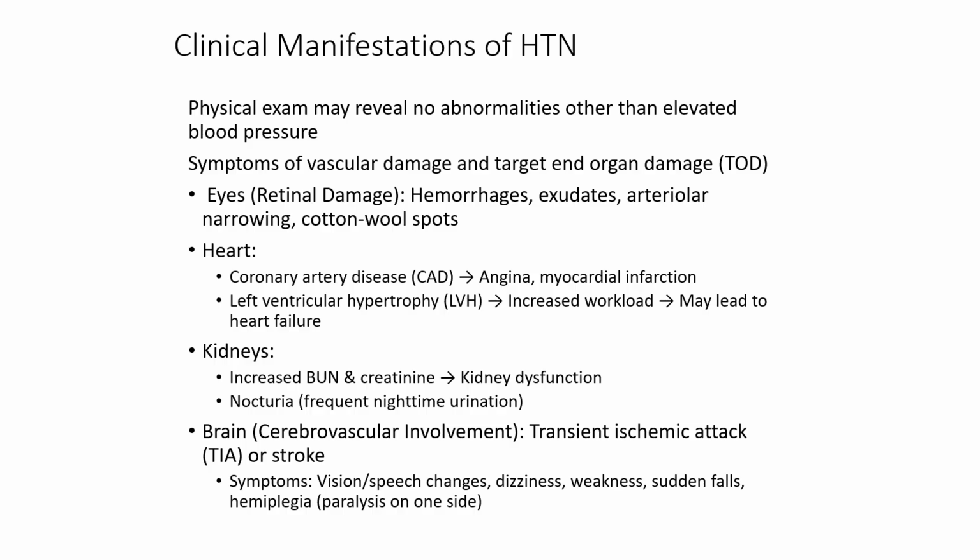So, clinical manifestations of hypertension. When we do a physical exam, we may not see any abnormalities other than an elevated blood pressure. When we start seeing symptoms is usually when there's some type of vascular damage or organ damage. So in the eyes, sometimes we will see retinal damage, and this will include hemorrhages. We might see exudates, arteriolar narrowing, and cotton wool spots. And a lot of these, the hemorrhages you may be able to see.